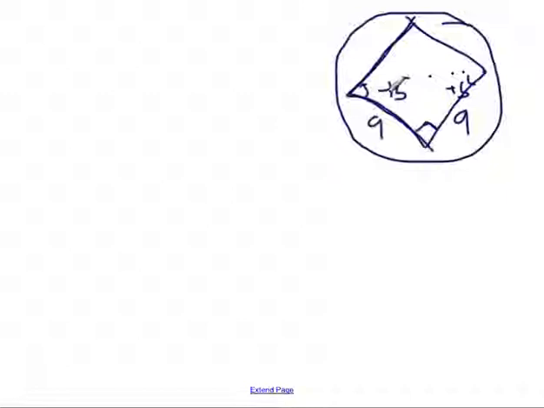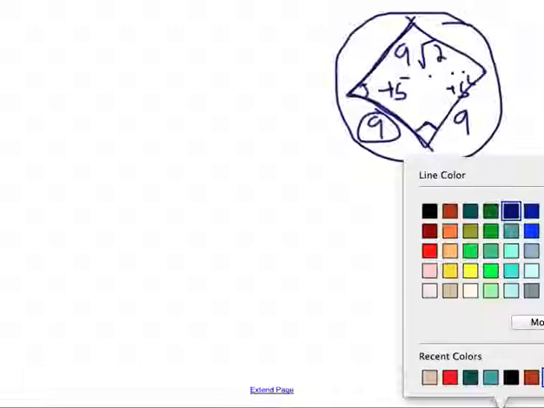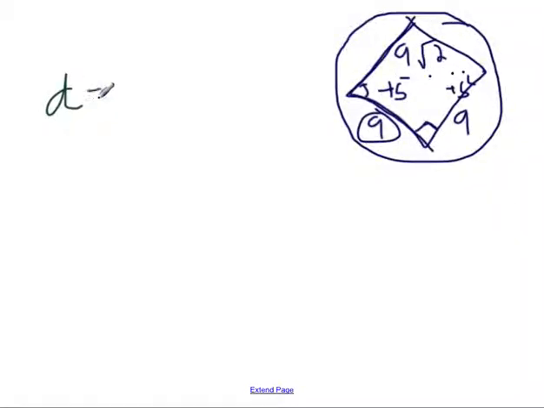So what I have here is a 45, 45, 90 triangle. If you think back to last unit, when we had a 45, 45, 90 triangle, if you knew the legs, to get the hypotenuse you would take the leg and multiply it by the square root of 2. So it's really important that you hang on to that note sheet. So now we know the diameter of this circle is 9 square root of 2, because it's the hypotenuse of our 45, 45, 90 triangle.